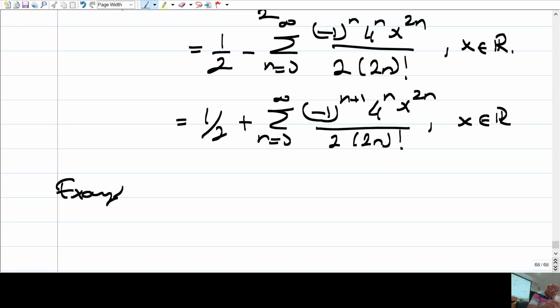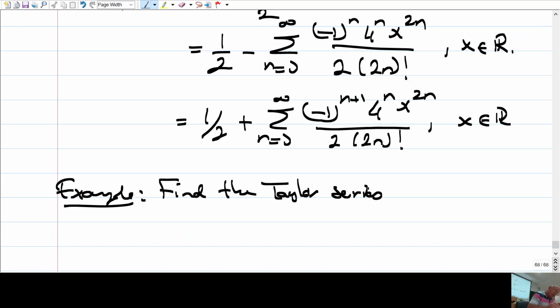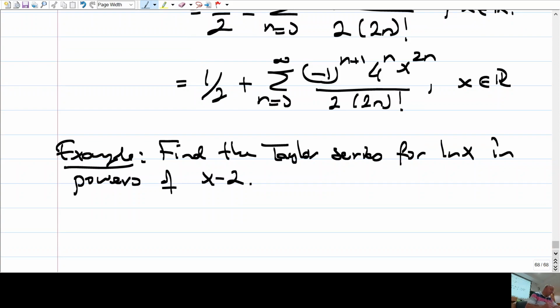Another example. Find the Taylor series, not Maclaurin this time, for ln x in powers of x minus 2. Okay.